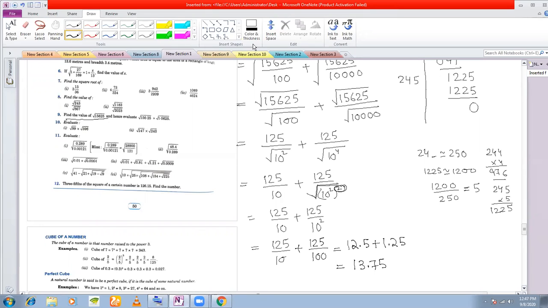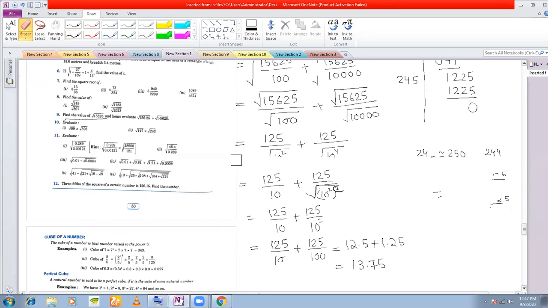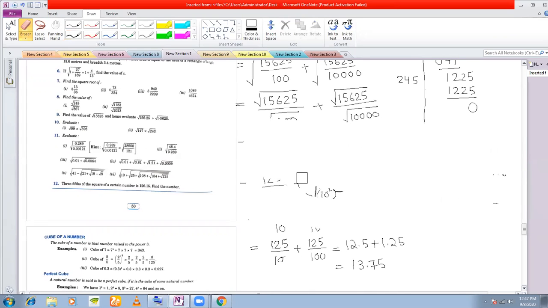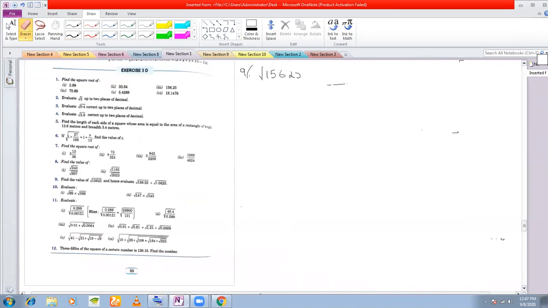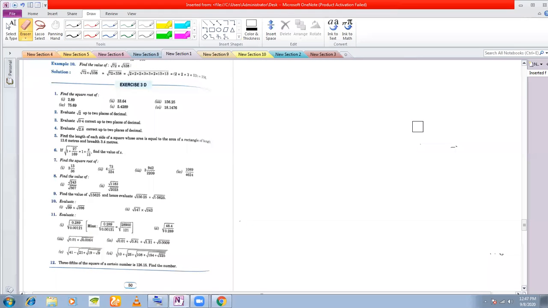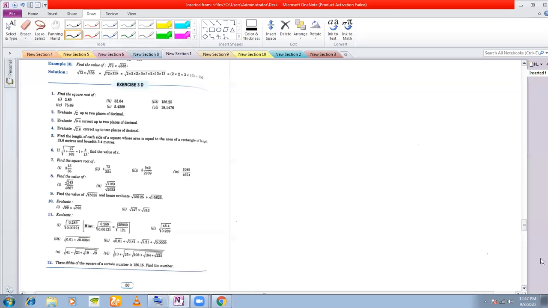Move on to 10 part 2 then. Ten part 2. Question here is: evaluate the square root of 147 into the square root of 243. Okay. Now how to evaluate this?